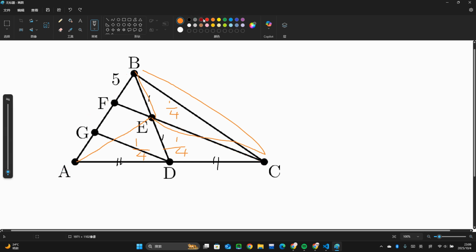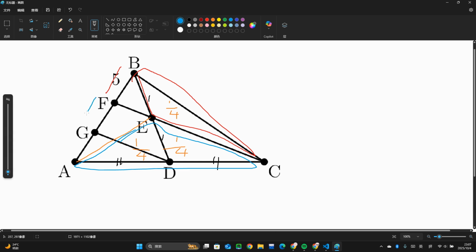I'm going to use a different color so we can visualize it more. Basically, we have BDC, the area of that, and FB is going to be proportional to ACE and FA. And since we know this is 1/4, this is 2/4, then the ratio between BF and FA is just going to be 1 to 2, so the whole length is just 15.